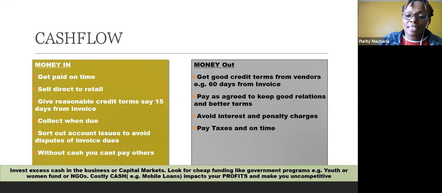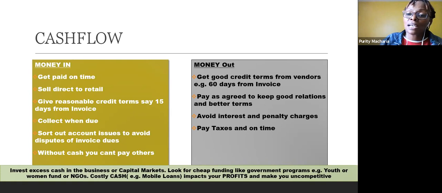So invest your money. Now, if you're looking for funding, and maybe you're having a shortage in your cash or you're starting up or whatever, the best thing is to look for cheap funding. Some of this cheap funding is government programs, youth and women funds. Some NGOs are supporting some causes. So look for them, whatever industry you are in, look for those opportunities and get their money rather than going for expensive options like mobile loans.